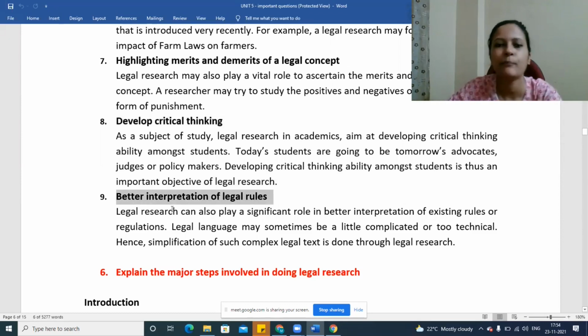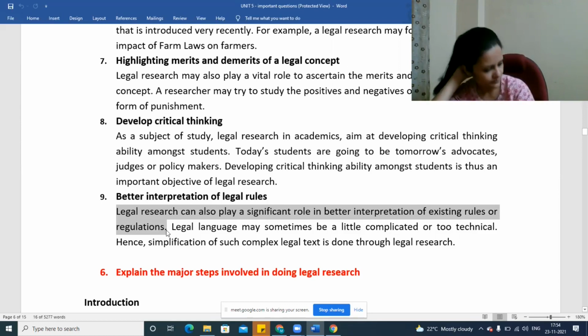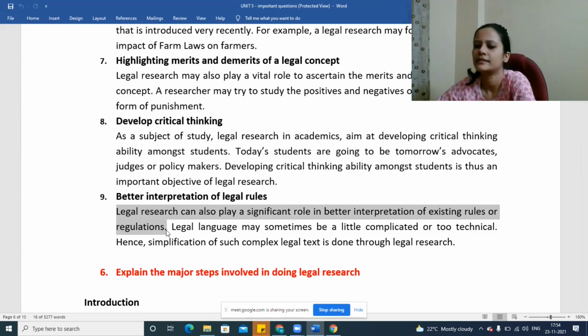And lastly, better interpretation of legal rules. Legal research can play a significant role in better interpretation of existing rules or regulations. What is interpretation? To conclude something, to derive some meaning out of something, right? So it will help us to better interpret existing laws and properly understand some provision.